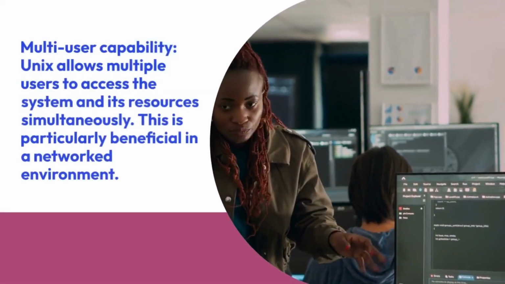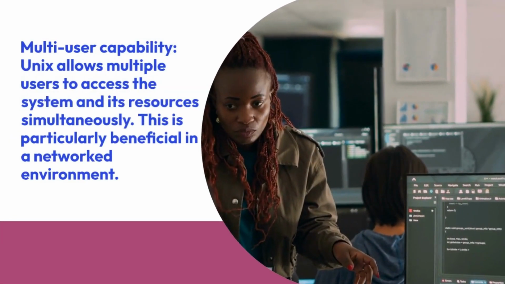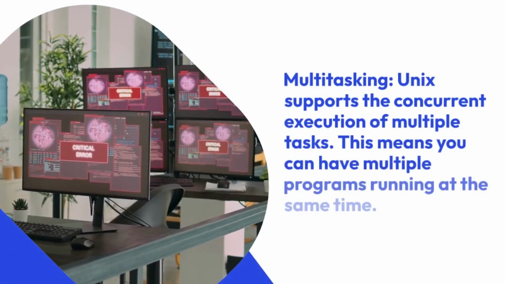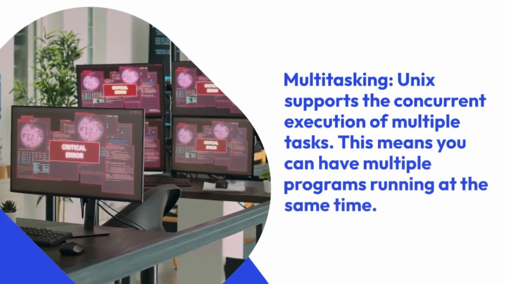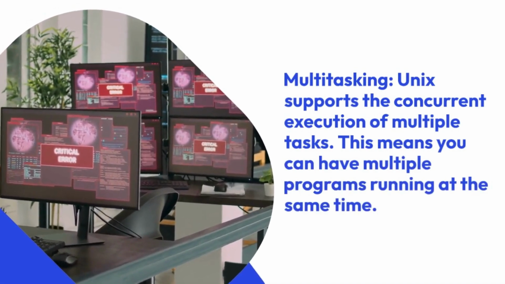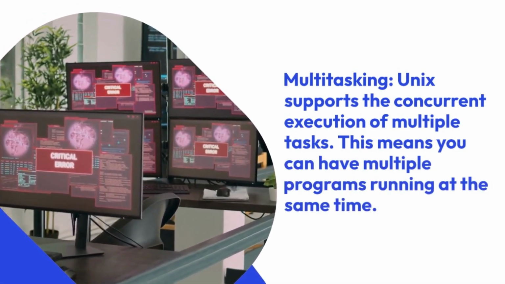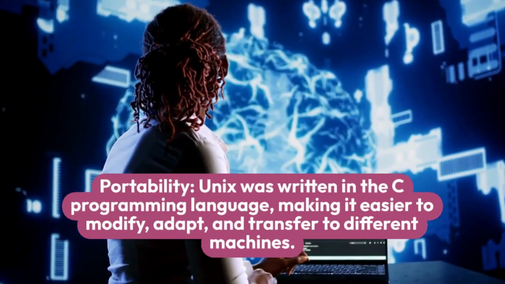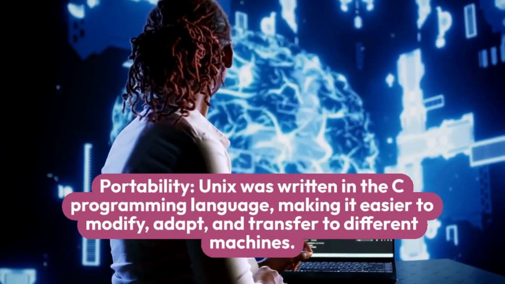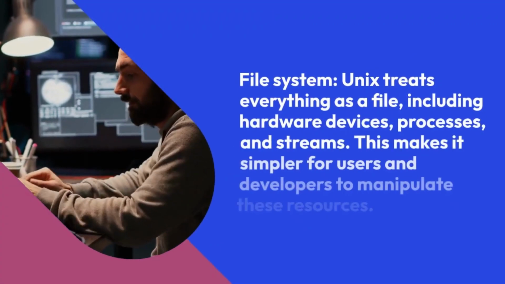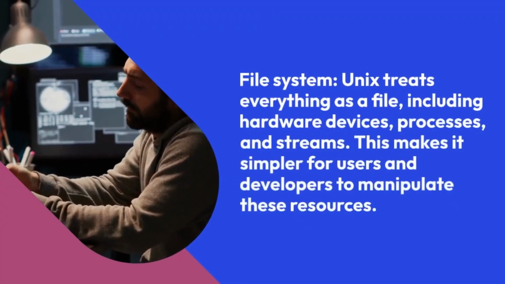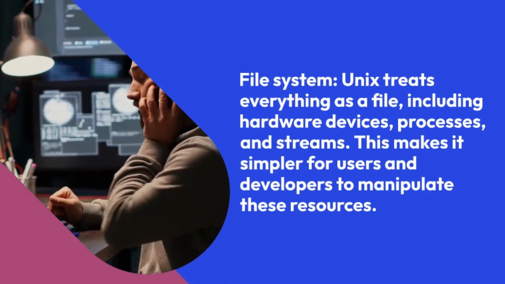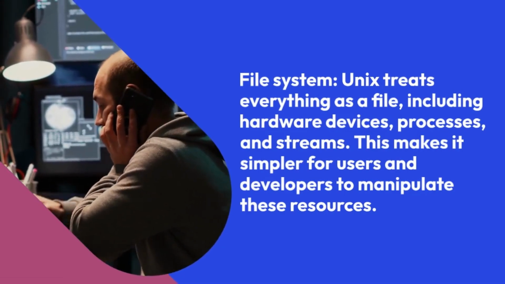Unix allows multiple users to access the system and its resources simultaneously. This is particularly beneficial in a networked environment. Multitasking. Unix supports the concurrent execution of multiple tasks. This means you can have multiple programs running at the same time. Portability. Unix was written in the C programming language, making it easier to modify, adapt, and transfer to different machines. File system. Unix treats everything as a file, including hardware devices, processes, and streams. This makes it simpler for users and developers to manipulate these resources.